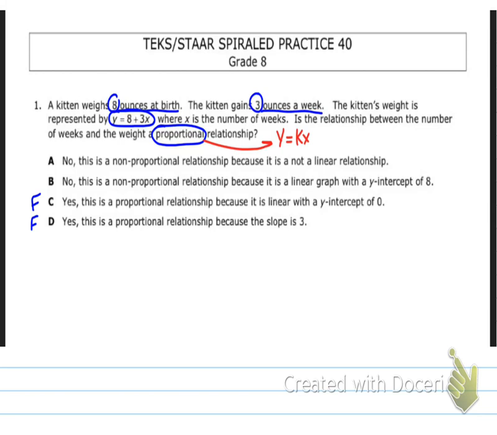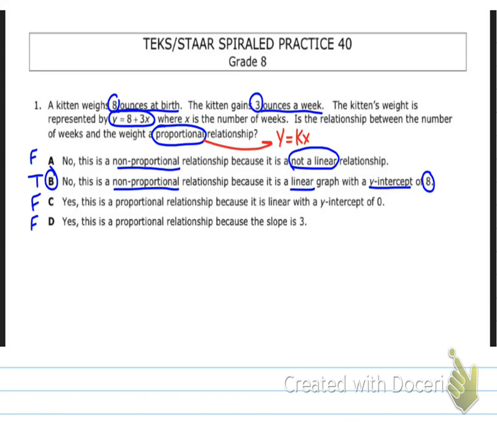So is it A or B? A says, no, it is non-proportional, and B says, no, it is non-proportional. So they're both right as far as the first part goes. But which one finishes it wrong? A says no because it is not a linear relationship. And then B says no because it is linear with the y-intercept of 8. Now, if you know how your equations work, then you can simply choose B because that is true.